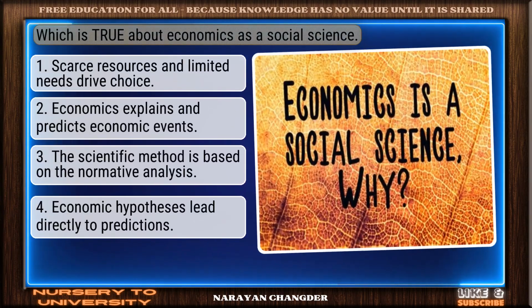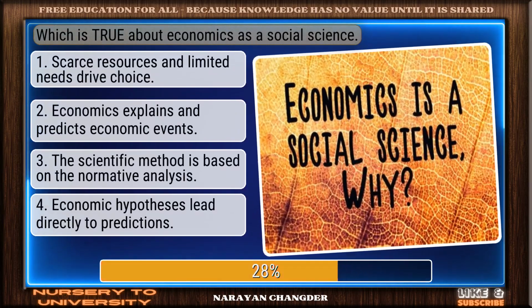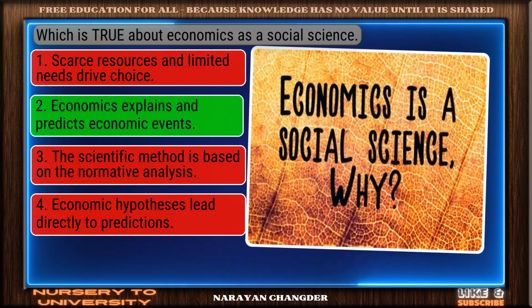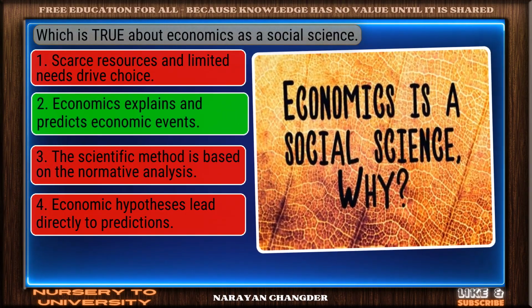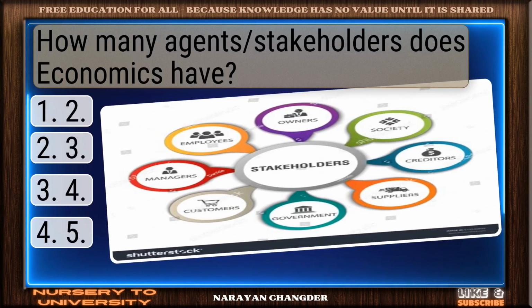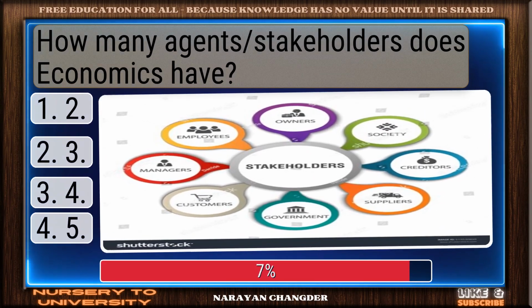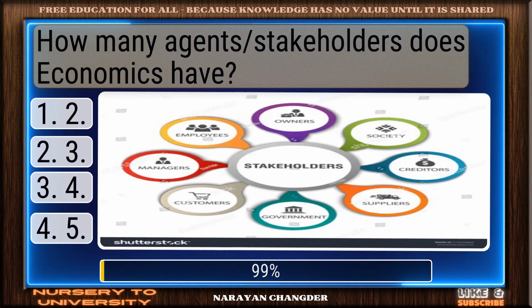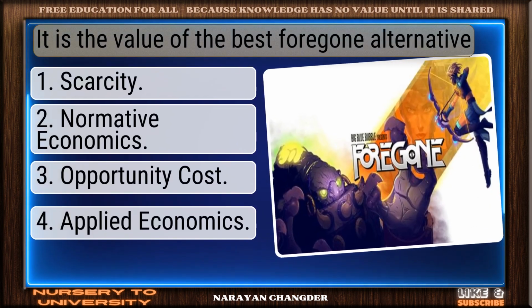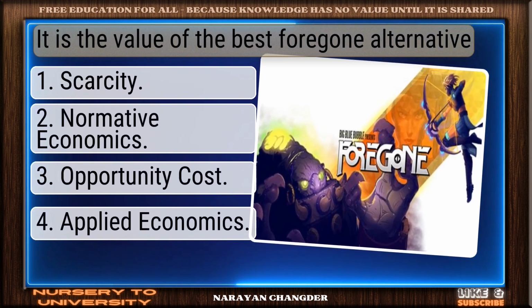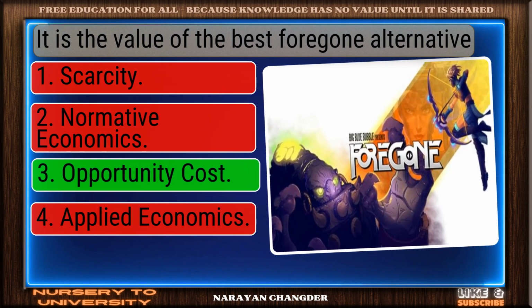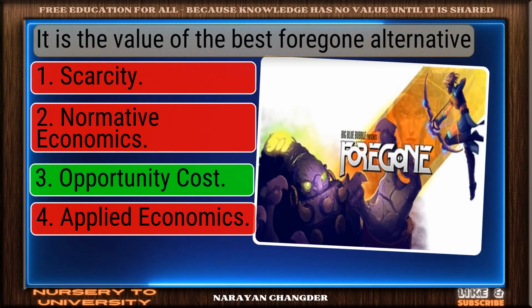Which is true about economics as a social science? Strong choice. Economics explains and predicts economic events is the right answer. How many agent stakeholders does economics have? Perfect. 3 is the correct choice. It is the value of the best foregone alternative. Solid response. Opportunity cost is a valid choice.